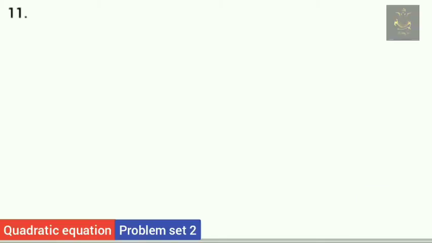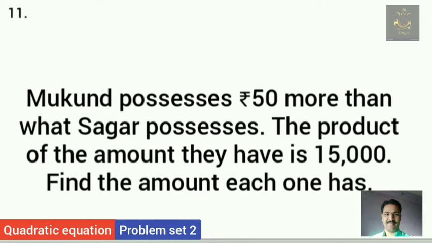See friends, in the 11th sum, Mukund possesses rupees 50 more than what Sagar possesses. The product of the amount they have is 15,000. Find the amount each one has. Now see here, to find Mukund we have to know Sagar, which means Mukund depends upon Sagar. So the amount possessed by Sagar we have to suppose X.